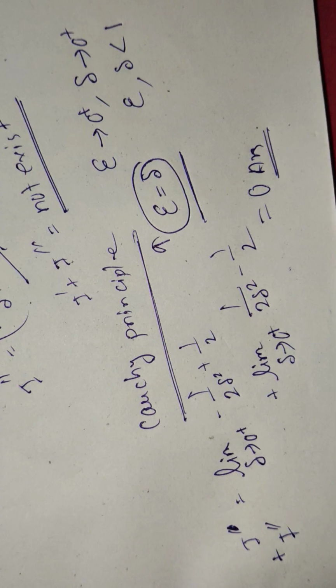But you have to write something: when we are using Cauchy's principle, then the answer is 0. Otherwise the integral will not exist, or will not converge, or it will diverge. You have to explain the whole integral through statements. Be careful about that.